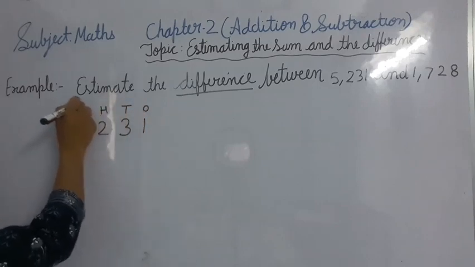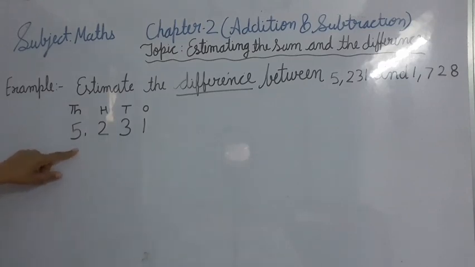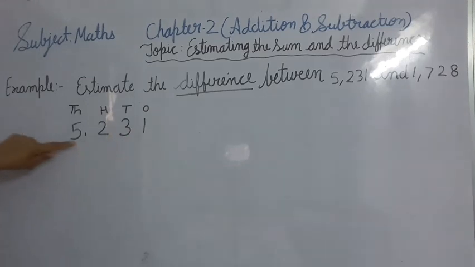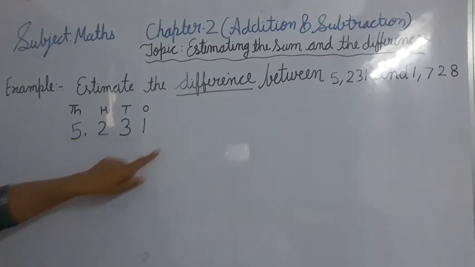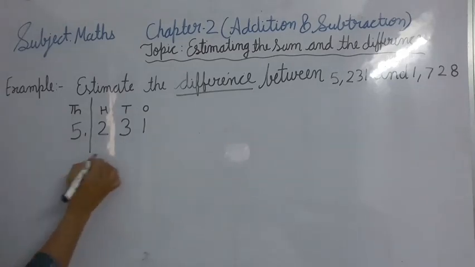Ones, tens, hundreds and thousands. So this number is in the thousands. It means we need to round off this number to the nearest 1000. So how will we do the nearest to the 1000? Before the 1000 place, we need to convert all the numbers to 0.